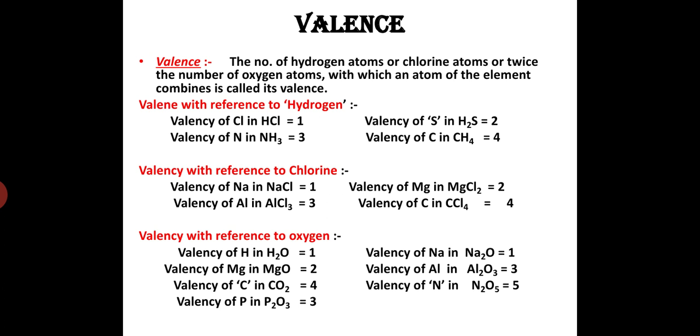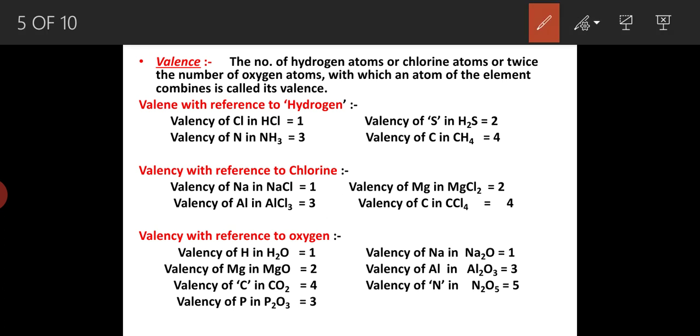Now, let me define what valence is. Valence can be defined with respect to the hydrogen atom, chlorine atom, or oxygen atom. Valence is the number of hydrogen atoms or chlorine atoms, or twice the number of oxygen atoms, with which an atom of the element combines.